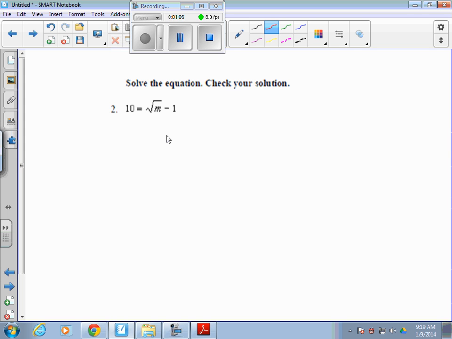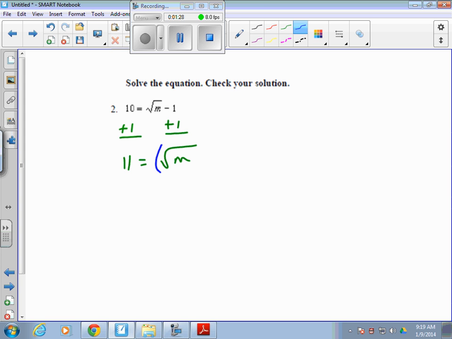We're solving this equation and we're checking our solution. The fact that it says m instead of x or y, don't let that bother you. It's just a variable. You still want to undo in reverse order of your order of operations. So we want to undo this minus 1 by adding 1 to both sides. So we have 11 equals the square root of m. Don't think of that as slope and all that. Just think of it as a variable.